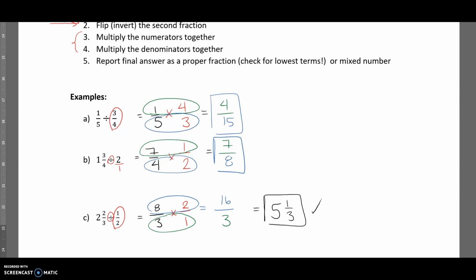So multiplication and division of fractions are quite similar. We no longer need to have a common denominator, but do make sure you practice the difference between them, making sure that when you're dividing fractions, you invert or flip over that second fraction to turn your question into a multiplication.